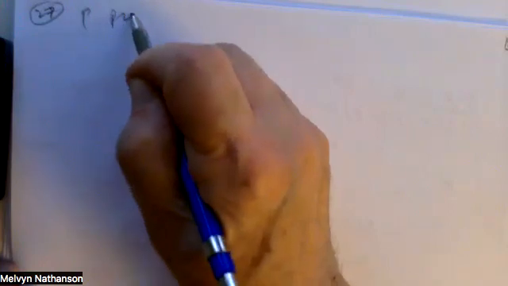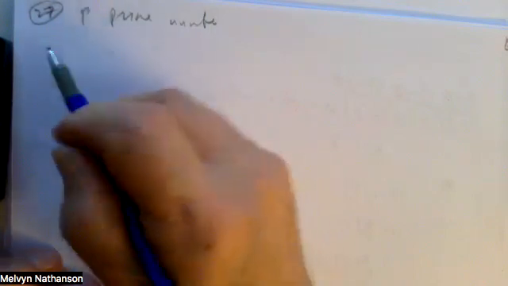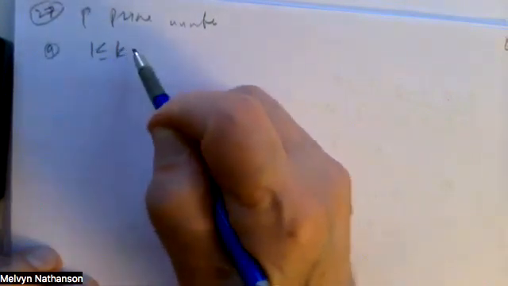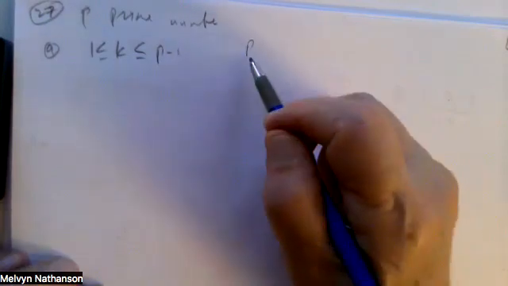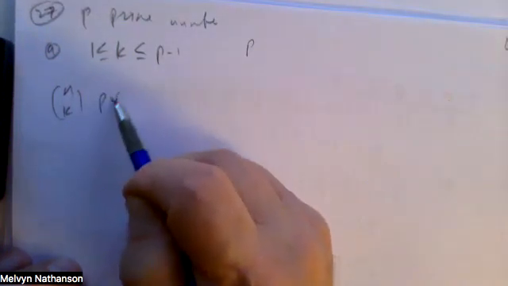So in problem 27, P is a prime number. And in part A, we take an integer K between 1 and P minus 1. The important thing is that the binomial coefficient, n choose K, is always a positive integer. That is, whatever is in the denominator factors into what's in the numerator. So that's the starting point of this.